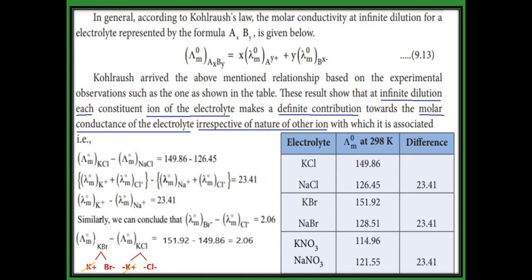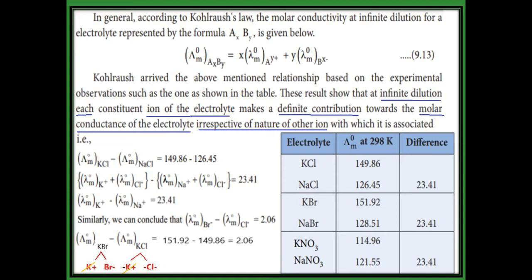Here sodium chloride, sodium bromide, how can you split? On the right hand side they gave potassium bromide and potassium chloride. The potassium bromide splits as K plus Br minus, potassium chloride splits as K plus Cl minus, so the K plus will be cancelled and the difference between Br minus and Cl minus gives the value 2.06. So here the difference value is given by Br minus and Cl minus.